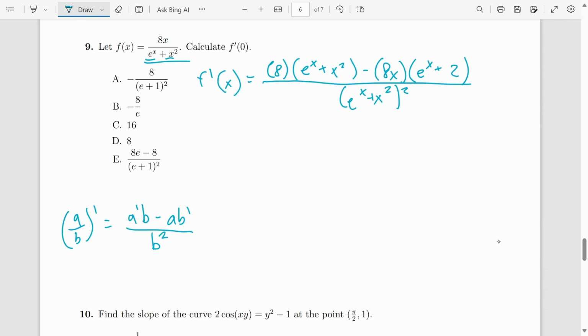Again, I'm going to restate that I don't recommend simplifying this at all, since all we have to do after this point is just plug in a value for x. I don't recommend simplifying because you can make another mistake when you do that, so I don't recommend it.